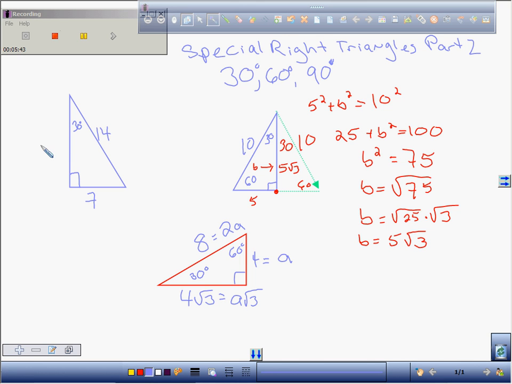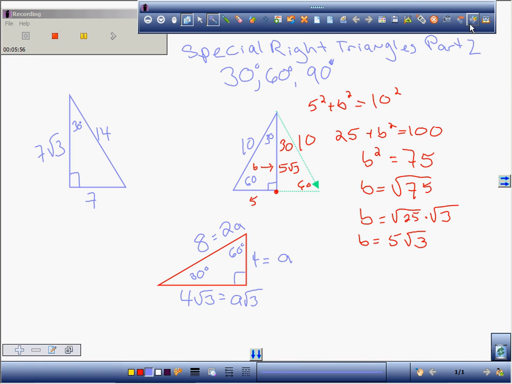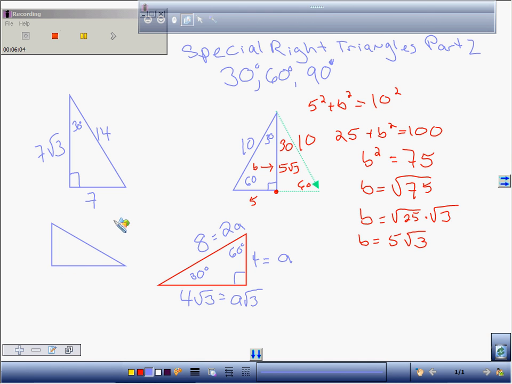14. What's this side? 7 square root of 3. Okay, got that? Now we're going to make it trickier. You ready to get trickier? Yeah, you are. Okay. So say in this case, here's where it gets trickier.